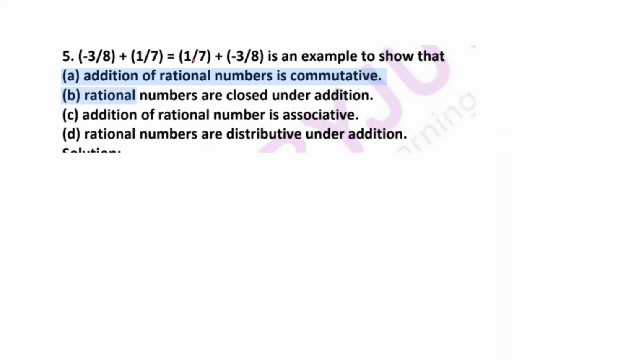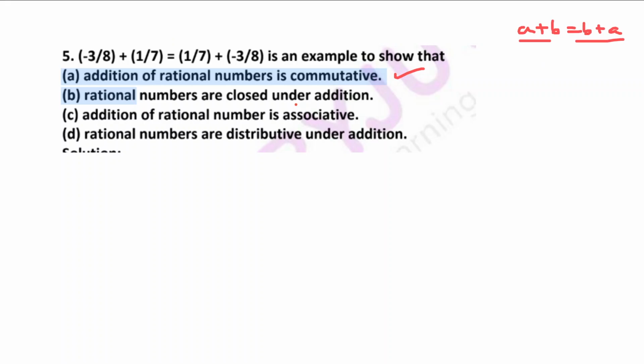Minus 3 by 5 plus 1 by 6 is equal to 1 by 6 plus minus 3 by 5, is an example to show that addition of rational numbers is commutative. This is the correct statement. Yes, as I told you earlier, A plus B is equal to B plus A. Commutative rule means the order does not matter. So this is the right option. We need not check the others.